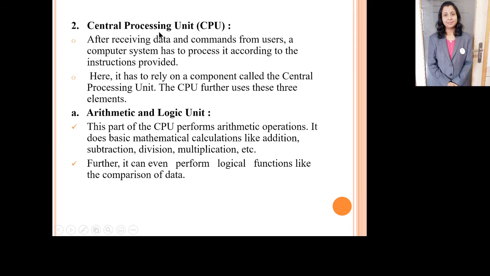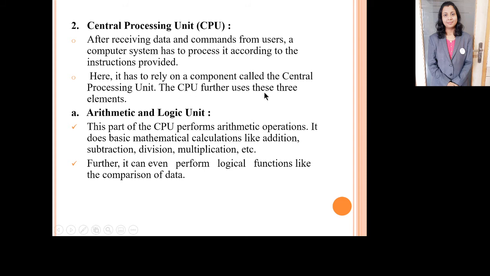Next, the important part of a computer system is the CPU, central processing unit. After receiving data and commands from the users, a computer system has to process it according to the instructions provided. With the data, the user gives some instructions about what the computer has to do with the data. Here it has to rely on a component called the central processing unit.